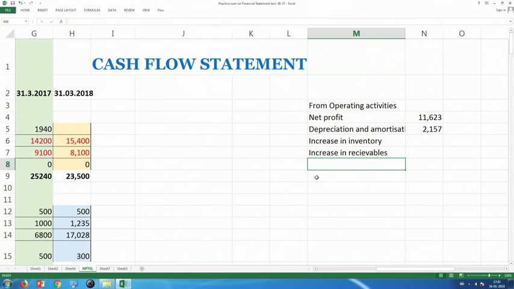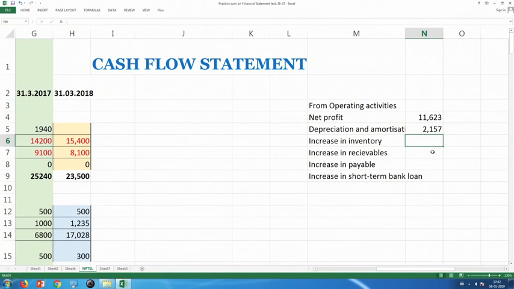Receivables, then increase in payable, then increase in short term bank loan. This is very important. So, there are 4 items mainly, but there may be others, like prepaid expenses, and small items which are represented in the balance sheet and whose balances go up or down. Depending on that, those are also to be included, but let us remain as simple as possible.